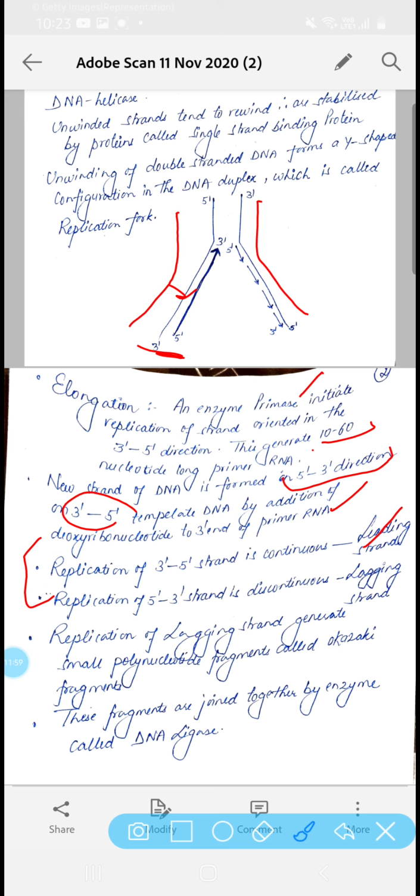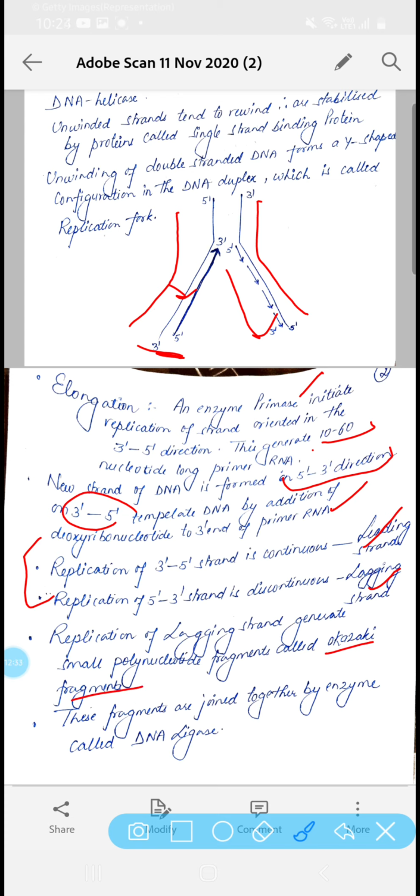Now if we talk about the another strand of the DNA, that is 5' to 3' strand, इसके सामने जो भी नया DNA बनेगा वो फिर दोबारा से 5' to 3' ही बनेगा. लेकिन यहाँ पर क्या देखा गया कि जो नया DNA बन रहा है, सिंथेसाइज हो रहा है, वो फ्रेगमेंट्स में सिंथेसाइज हो रहा है. एंड दैट इज वाई इट इज कॉल्ड एज द लैगिंग स्ट्रैंड, क्योंकि ये लीडिंग से पीछे है अभी. ठीक है, इसकी फ्रेगमेंट्स को भी जुड़ना पड़ेगा. क्लियर? सो रेप्लिकेशन ऑफ लैगिंग स्ट्रैंड, इट जनरेट स्मॉल पॉलीन्यूक्लियोटाइड फ्रेगमेंट्स कॉल्ड एज ओकाज़की फ्रेगमेंट्स.